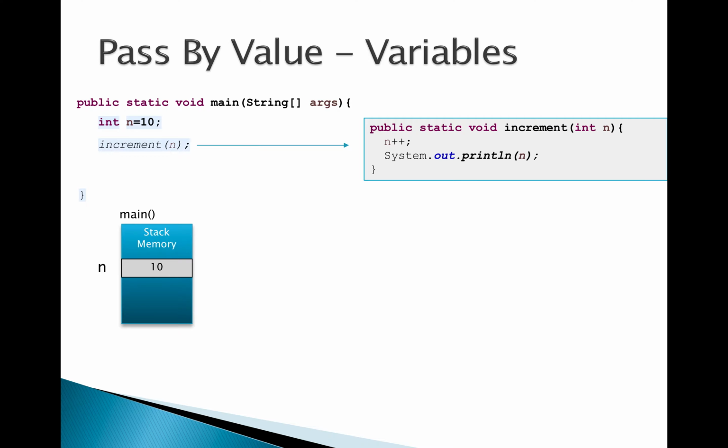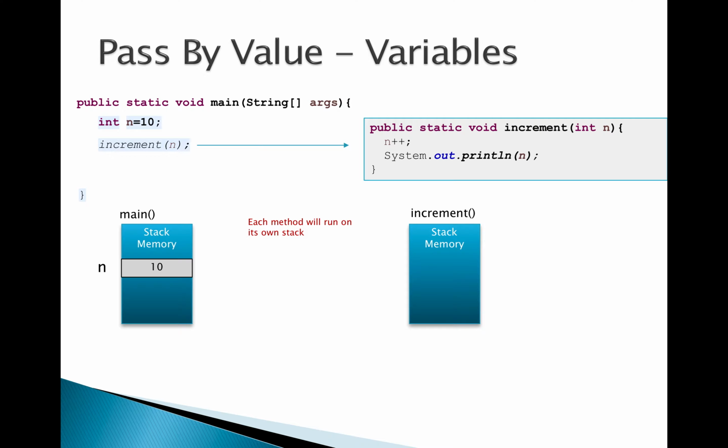Next, we are calling increment of n. That means we are passing increment of 10 here. The value of n is what we pass to the method. We have created a new method that takes the value of n, increments it, and prints it. The moment you call the increment method, it allocates a stack memory for the increment method, and the parameters or variables defined inside it will have memory allocated.